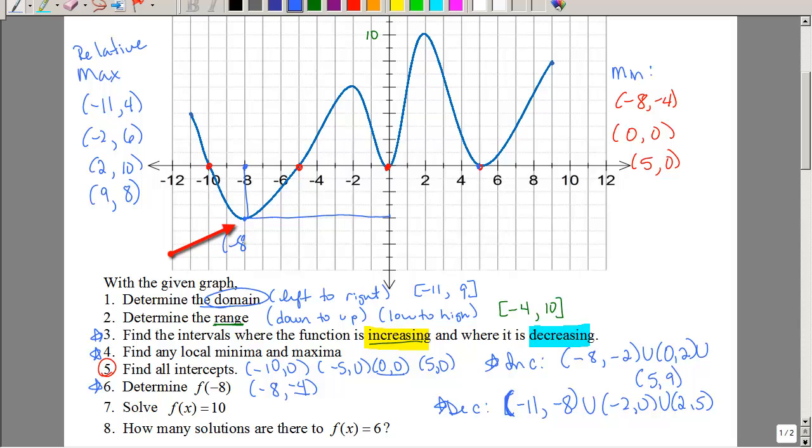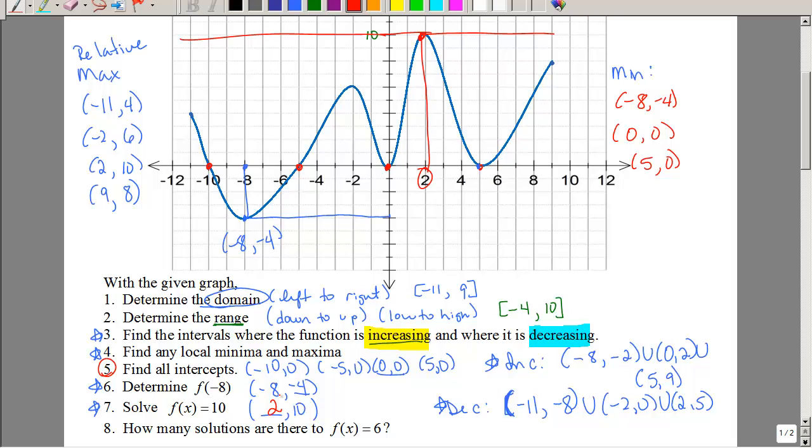-4. So -8, -4. What does that mean? Solve f of x equals 10. Well, that's just the opposite of number 6. It says when y is 10, what is x? Right, so y is 10, I think, only at that one point. What is the x value?